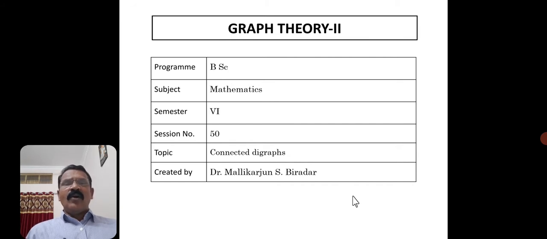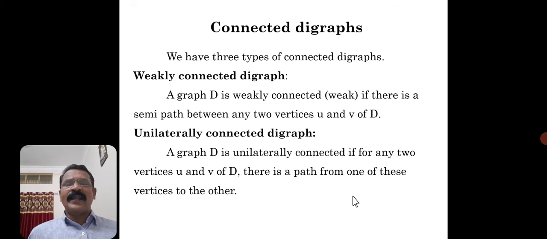Now, we have three types of connected digraphs: weakly connected, unilaterally connected, and strongly connected. What do you mean by a weakly connected digraph? A digraph D is weakly connected, or you can say it is a weak digraph, if there is a semi path between any two vertices U and V of D. The same concept I described for the semi walk is applied for the semi path.